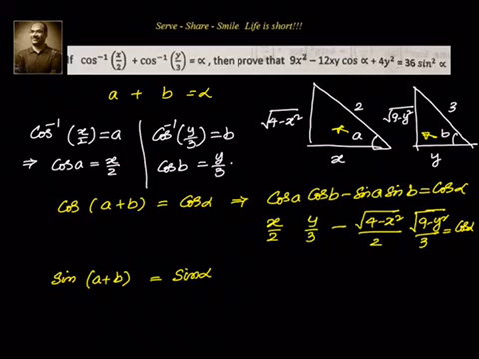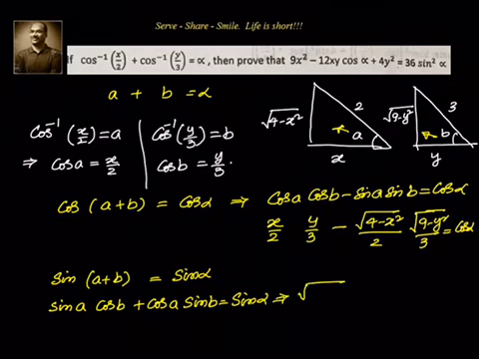So let's write down what is sin of A plus B. Sin of A plus B is sin A cos B plus cos A into sin B equal to sin alpha. We know sin A, we already have values here. Sin A is root of 4 minus x square by 2 and cos B is y by 3, plus cos A is x by 2 and sin B is root of 9 minus y square divided by 3, which is equal to sin alpha.